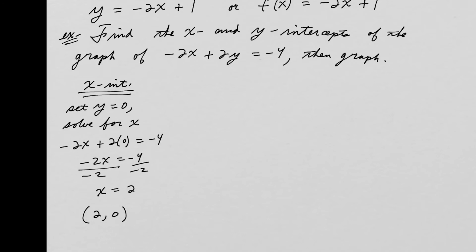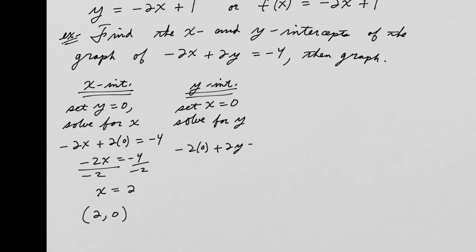Right? Remember, the intercept itself is a point. It's an ordered pair. And then to find the y-intercept, I do the exact opposite, right? I set x equal to 0, and I solve for y. So this would be negative 2 times 0 plus 2 times y equals negative 4. So I have 2y is equal to negative 4. I would divide by positive 2. I'm going to get y is equal to negative 2. So the actual y-intercept is going to be the point 0, negative 2.